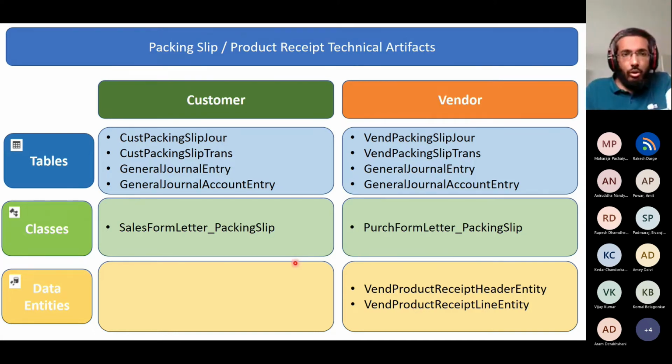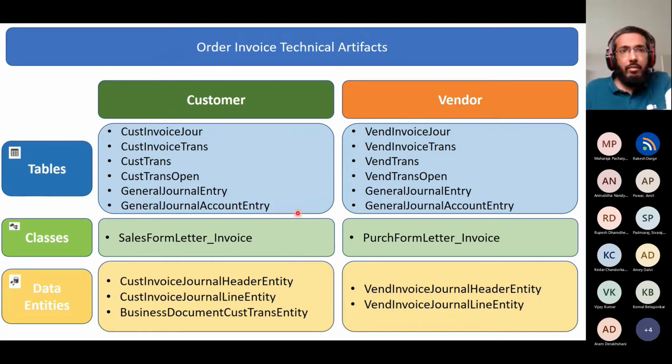Moving on, we have the concept of order invoice technical artifacts, which are the key financial transactions that get posted behind the scene. Initially we have CustInvoiceJour and CustInvoiceTrans. Similar to CustPackingSlipJour or CustConfirmJour, CustInvoiceJour stores information at the header level. CustInvoiceTrans stores information at the line level.